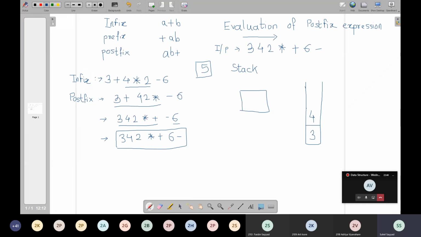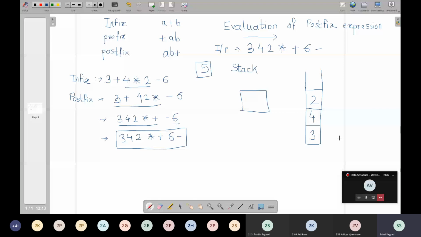The next symbol that we scan is 2. Again, is 2 an operator or operand? It is an operand. So as per the first rule, 2 will be pushed on the stack. So as of now, what is there on the top of the stack? 2. Then what is there? 4. Then 3. Are you getting this?